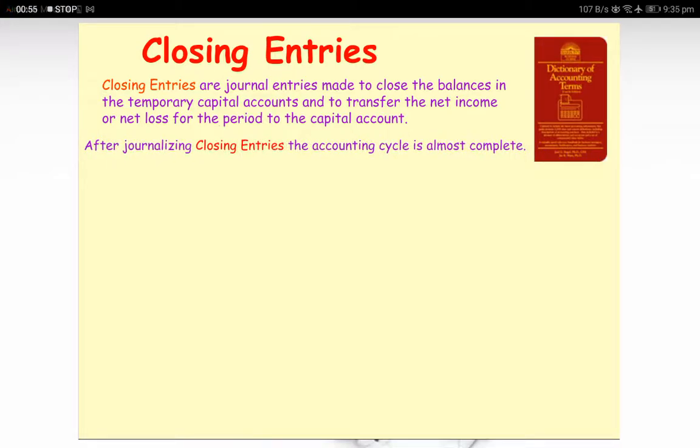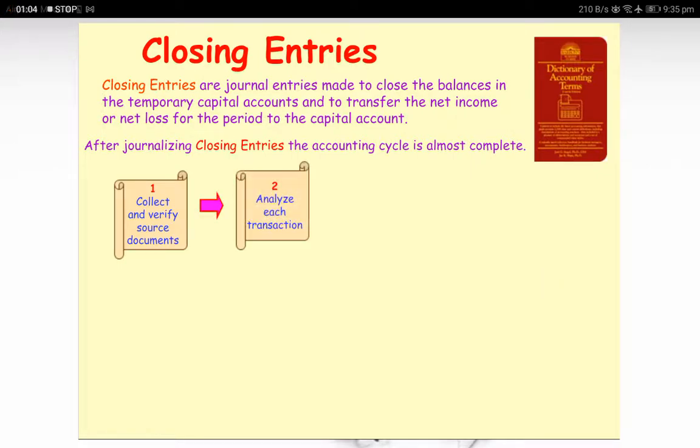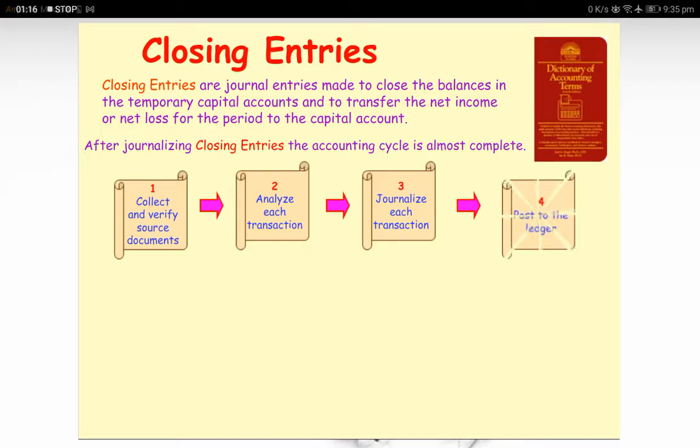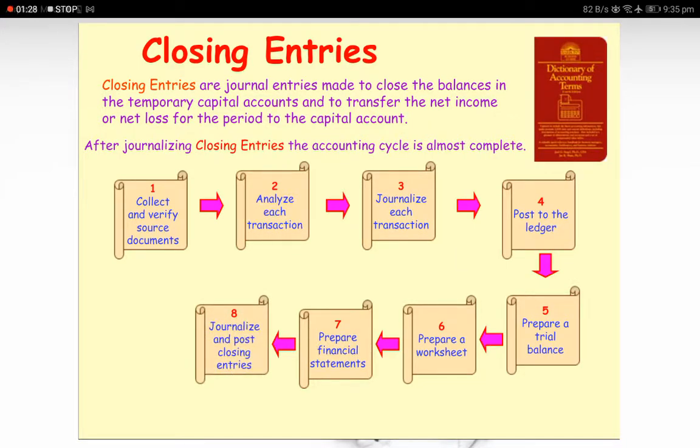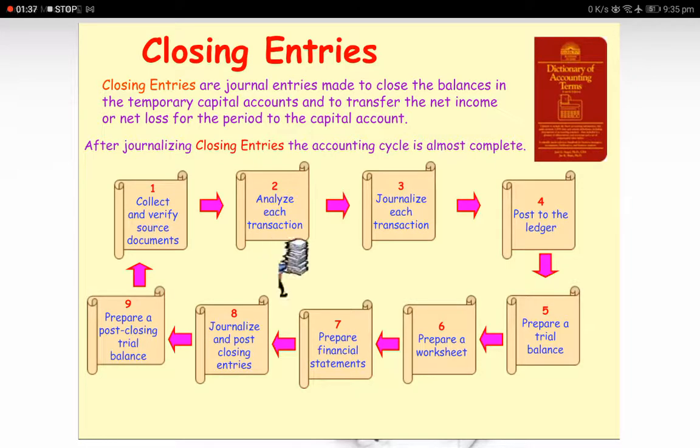So after journalizing closing entries, the accounting cycle is almost complete. Remember what consisted the accounting cycle? It started with collecting and verifying the source documents. Then we analyzed each transaction, and then we journalized those transactions in the books of accounts, like in the sales day book, the purchases day book, and the cash book. Then we posted those transactions to the ledger. Then we prepared a trial balance, and afterwards a worksheet. Then we prepared financial statements, and then we journalize and post the closing entries, and after that we prepare a post closing trial balance. So let's move on.